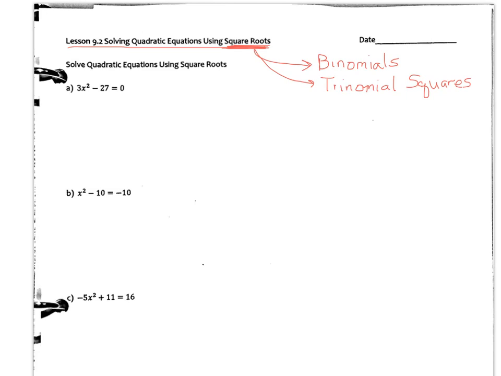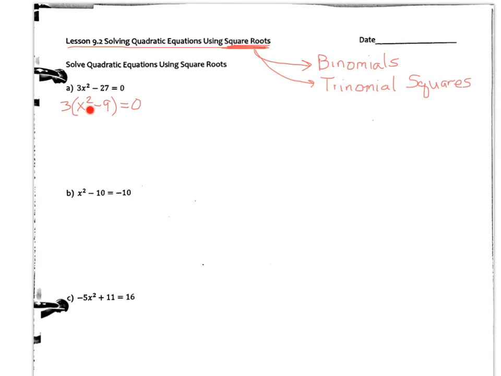This first problem, 3x squared minus 27 equals 0. We could use the factoring method on this. We could set it equal to 0, and it is already. Set it equal to 0, and factor. So I'm just going to show you that. So you factor out a 3, which is the GCF. You're left with x squared minus 9, because 3 times 9 is 27.